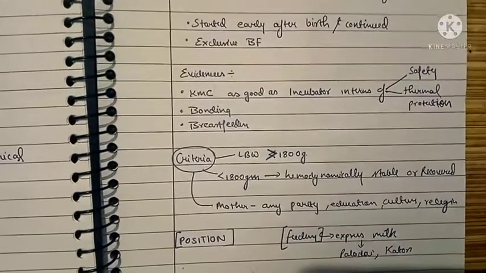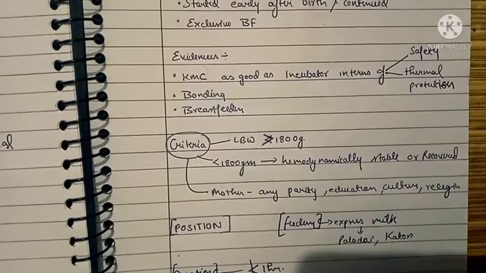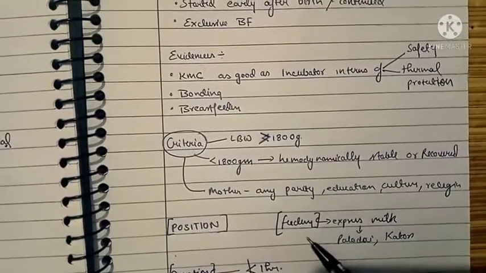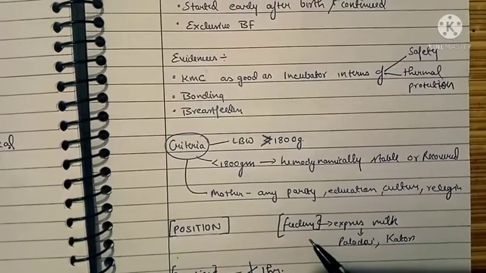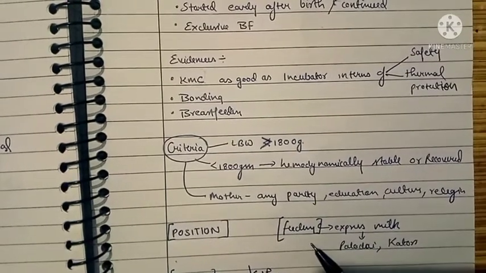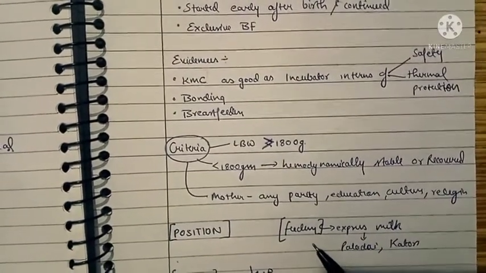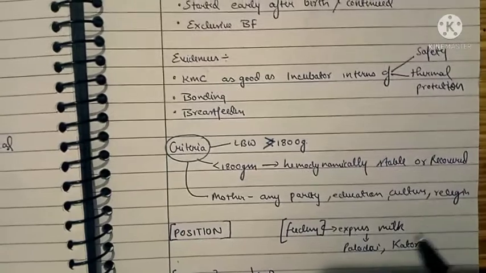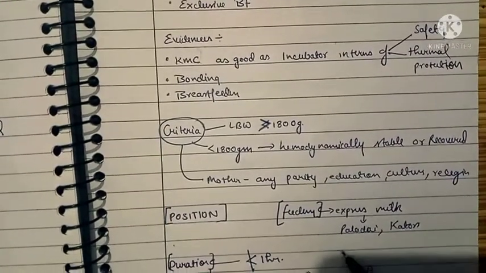Positions in the case of KMC we have already discussed. For the feeding, because the baby is preterm and the suckling and swallowing reflex is not yet achieved, here we express the milk and then give it by paladai or katori.